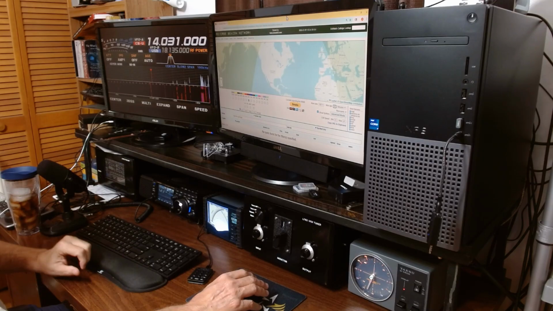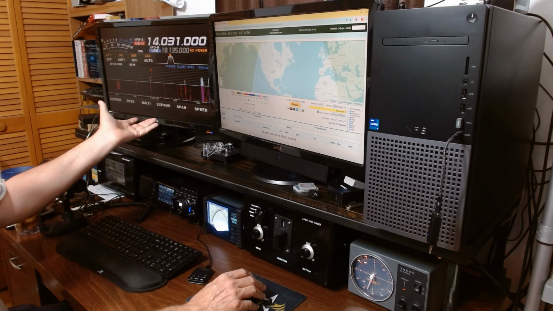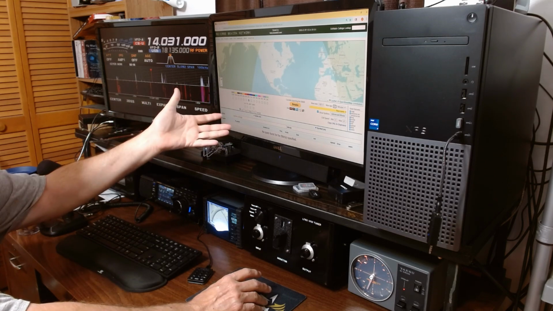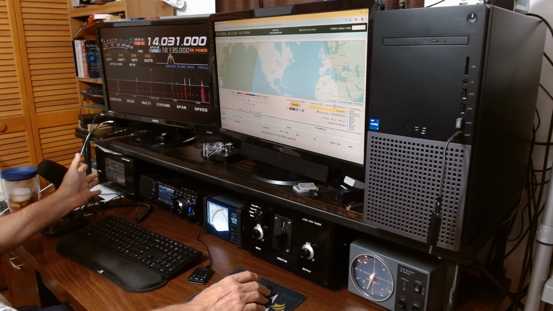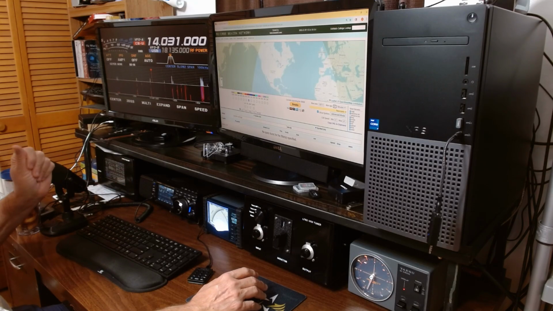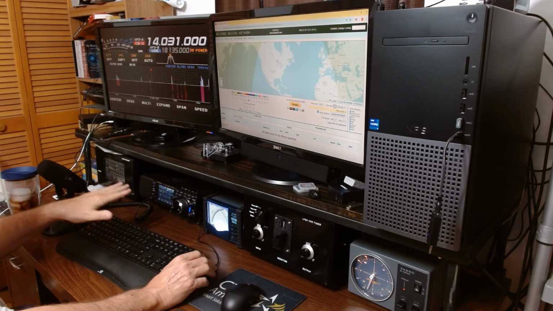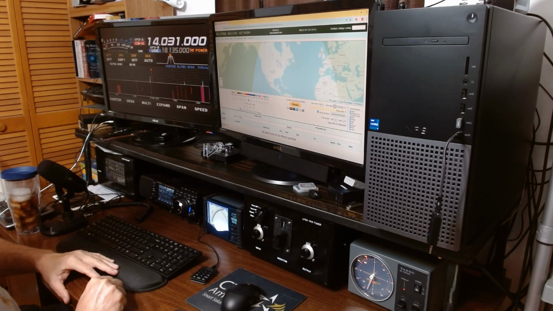Here's how much a hex beam helps. Okay, here we are on the computer. I've got Reverse Beacon Network up here, and my radio is up on the other screen over here. My amplifier is in standby. I've set up for 100 watt output. I'm on 14031, and I'm going to use my memory keyer in the radio to do perfect keying so that the Reverse Beacon Network will definitely get me.